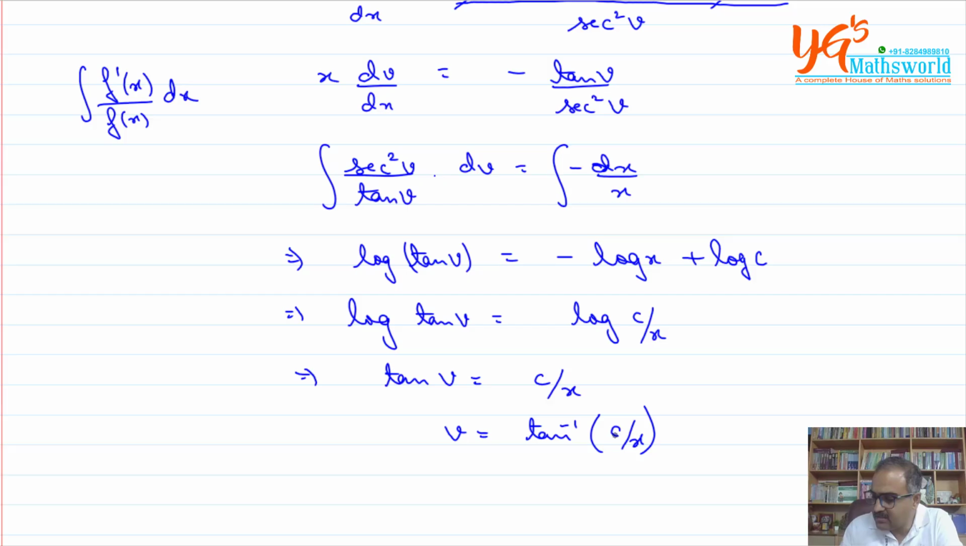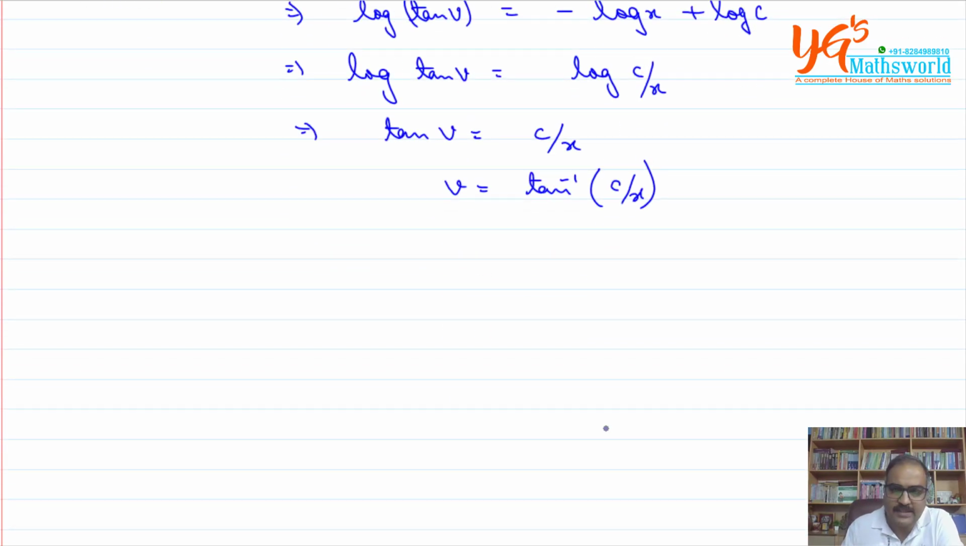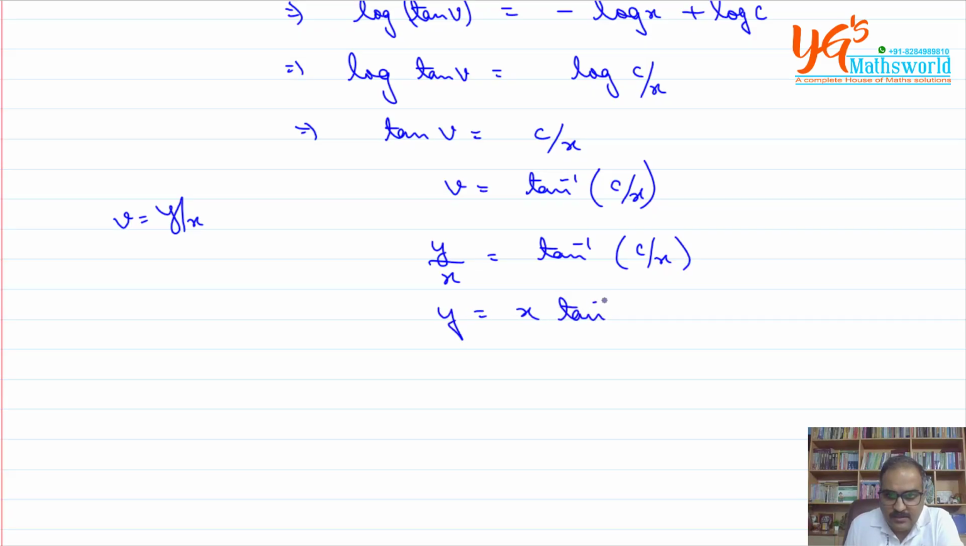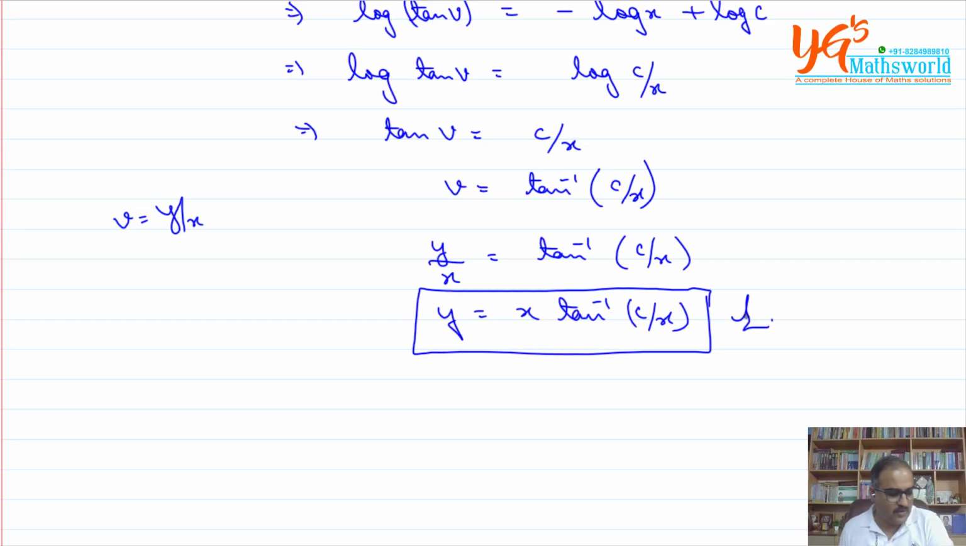Now this is not the answer because our question was in terms of y and x, not in terms of v and x. So I need to substitute v is equal to y upon x. So y upon x is equal to tan inverse c upon x, or we can say y is equal to x times tan inverse c upon x. So this is our final answer for this question. Hope it is clear to everyone.